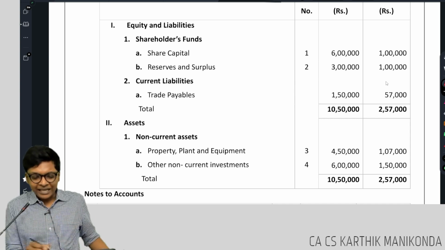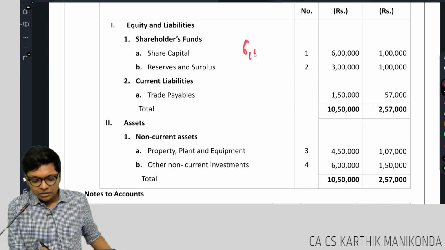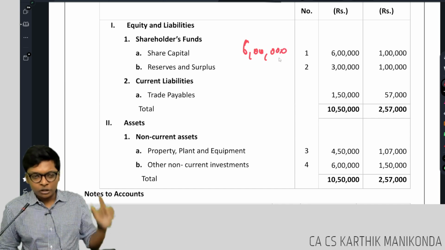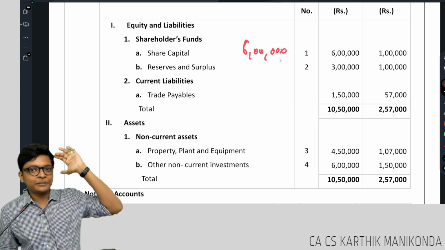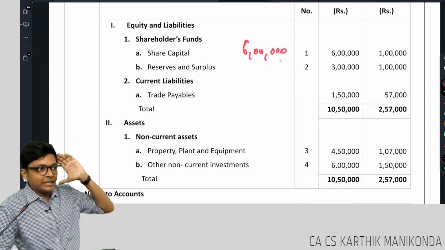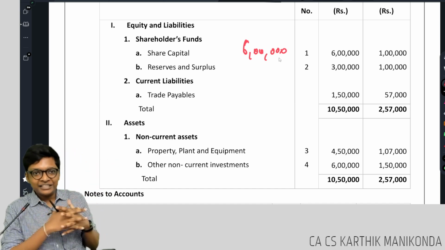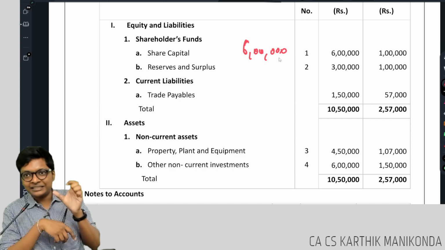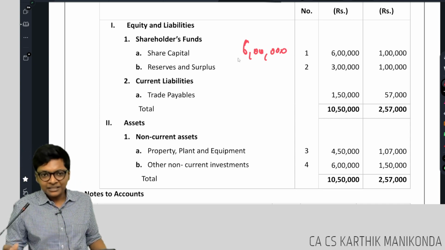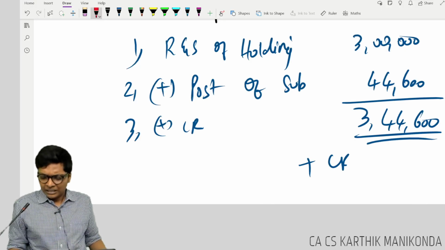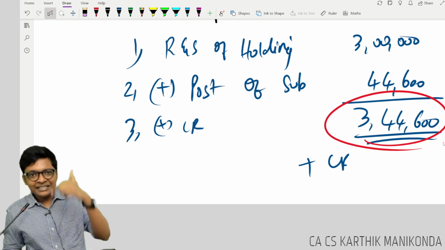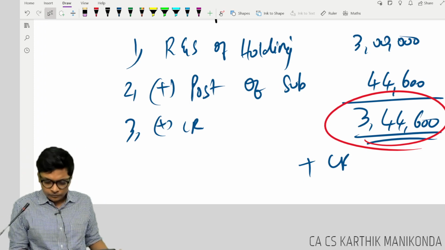First, share capital will be how much, guys? Consolidated, 6 lakhs. Check your neighbor's note. Who wrote 7 lakhs? 6 plus 1, 7? It is line by line addition, but not for share capital. 6 lakhs only. Reserves and surplus, how much, guys? 3 lakh 44,600. It's there in my working note.